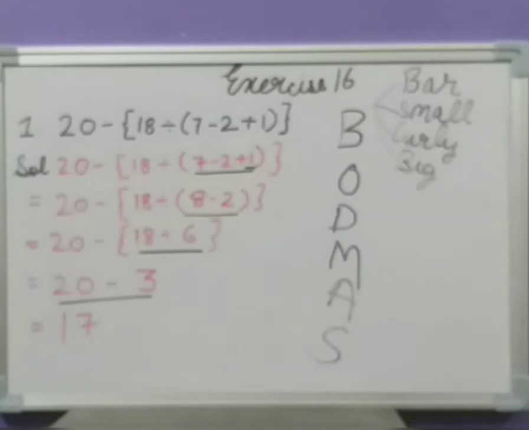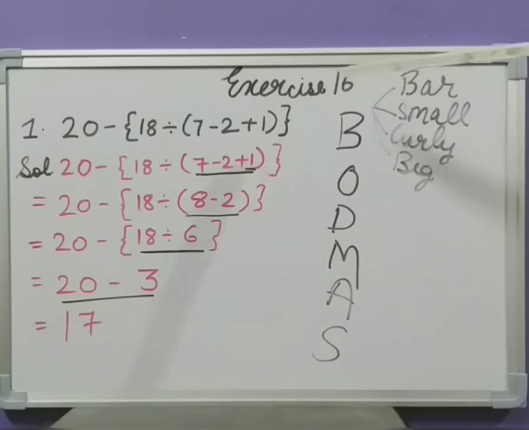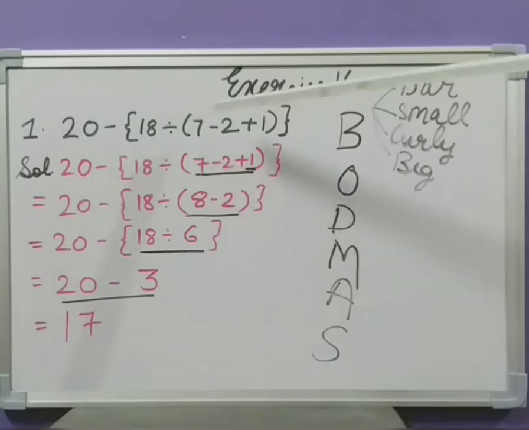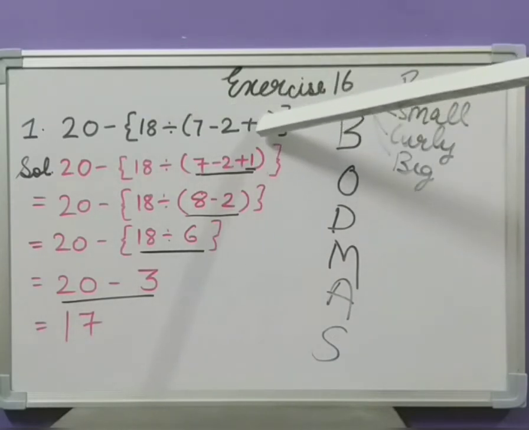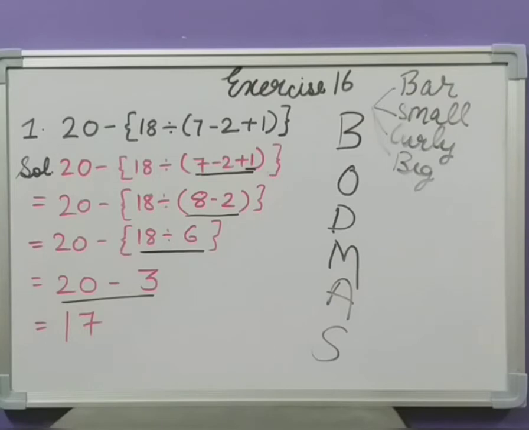Exercise 16, question number 1. Now as we can see, this expression has different types of symbols connecting it: division, brackets, addition, multiplication. So here we are going to follow the same rule, that is BODMAS. First we are going to solve the brackets. Now which bracket first? We have studied that first we solve the bar. There is no bar in this question, so we go to the next one, that is the small bracket. Can you see any small bracket here? Yes, of course. This is the small bracket. Now first we are going to solve the small bracket.